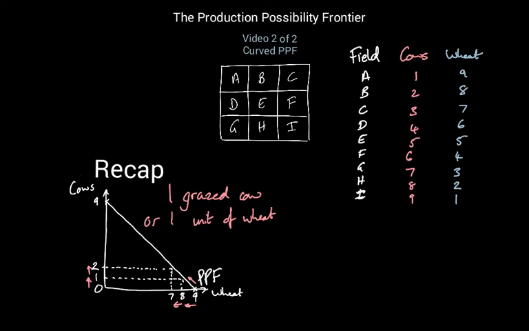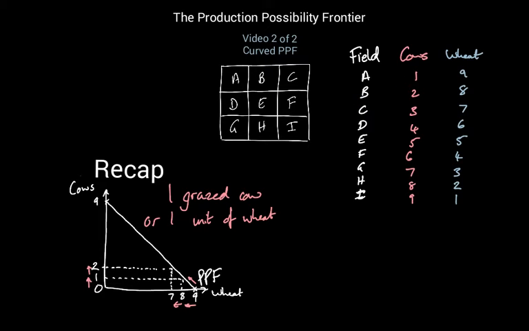So let's consider this little table that I've added now. Down the left-hand column, you can see that we've got our fields A through I. What I've done now is challenge the assumption that each of the fields is equally good at both things. You'll notice that field A, I've said, is very productive at growing wheat. Field A can generate 9 units of wheat by itself, but you could only graze 1 cow on field A. So it's very good at producing wheat, not very good at grazing cows.